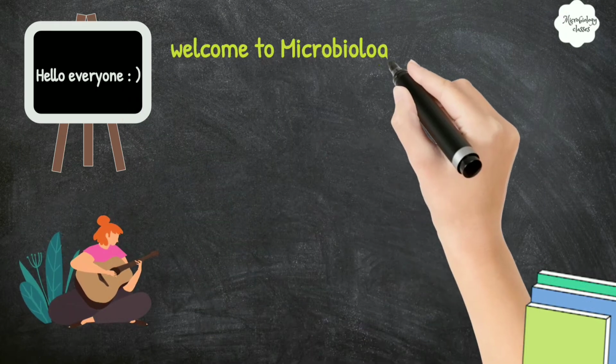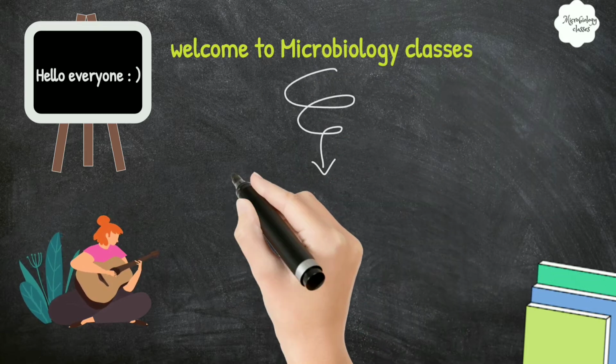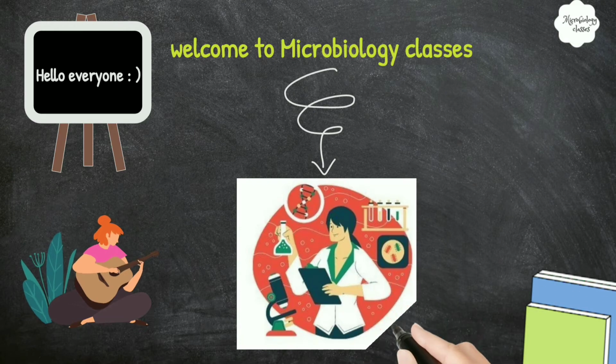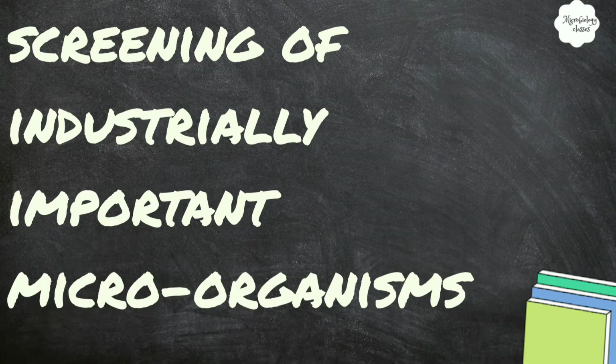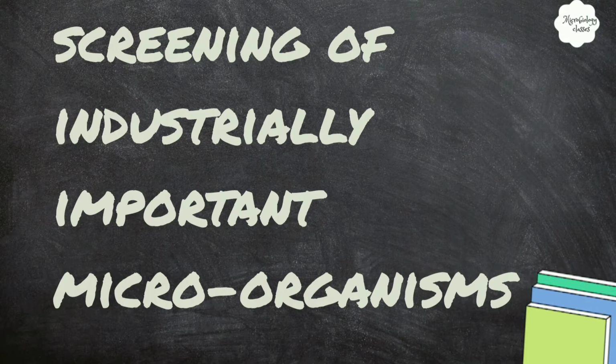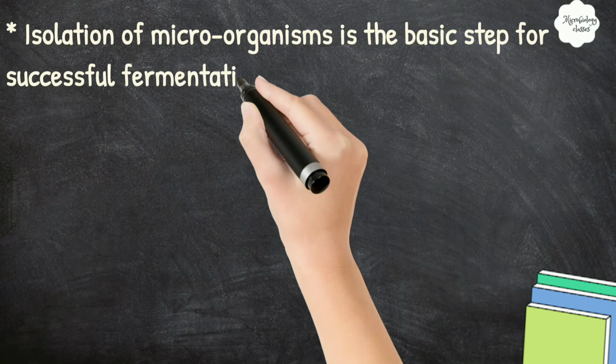In this video we will discuss industrially important microorganisms, and the specific part is about screening of industrially important microorganisms. First step is the isolation of microorganisms. Here isolation of microorganism is the basic step for successful fermentation.